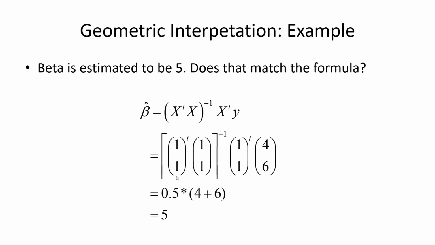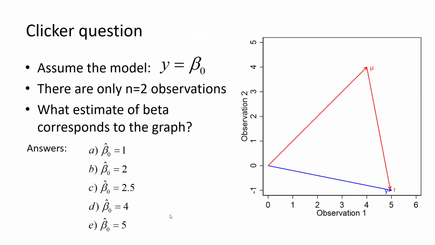We have only two observations, so there are only two elements: transpose 1, and then the inverse. If we multiply this out, it's 1 times 1 plus 1 times 1, which equals 2. The inverse is 1/2. Then we have these two vectors, and that just means adding up the numbers, which is 4 plus 6 is 10, multiplied by 1/2 is 5. Done. All right, now your turn.